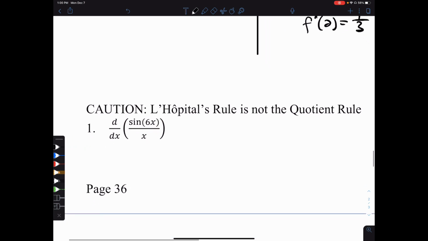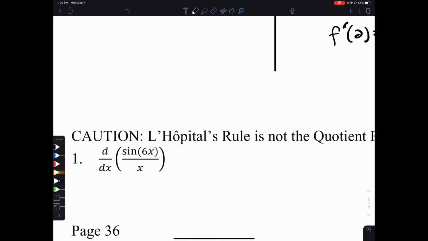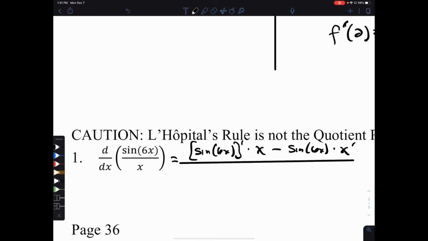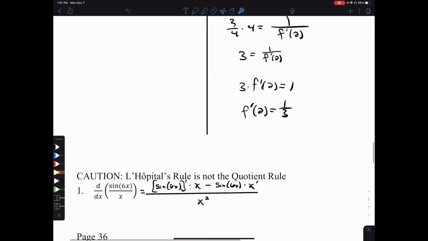One last thing, a word of caution. L'Hopital's rule is not the quotient rule. Each of these cases were limits. This is asking us to find this derivative. This derivative would have to use the quotient rule. It would be the derivative of sine of 6x times the denominator, minus the numerator times the derivative of the denominator, over the denominator squared. I'm not going to finish that. I just want to make sure that we understand that L'Hopital's rule does not replace the quotient rule. These are applying to different things.